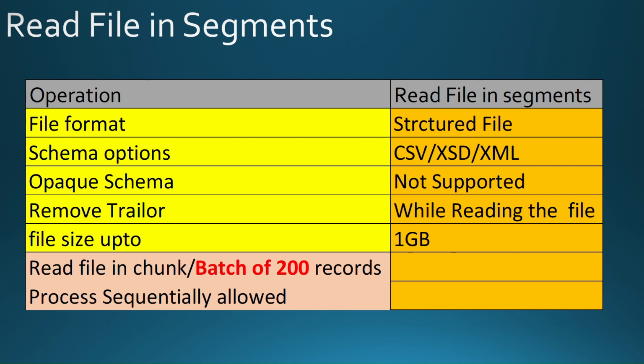So whenever your file size is more than 10 MB, if you are trying to read the complete file, you can use the read file in segments. You can read the file in batches of 200 records. It will read the file in chunk mode so that your files are processed sequentially and it will not create any exceptions. In this read file operation, you can read a file up to 1 GB. Here also the OPECA schema is not allowed.